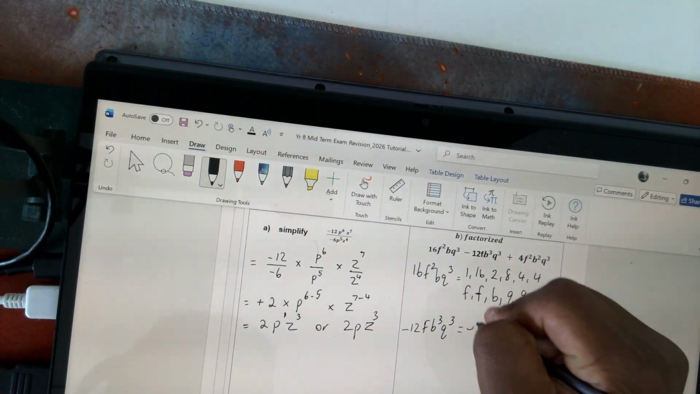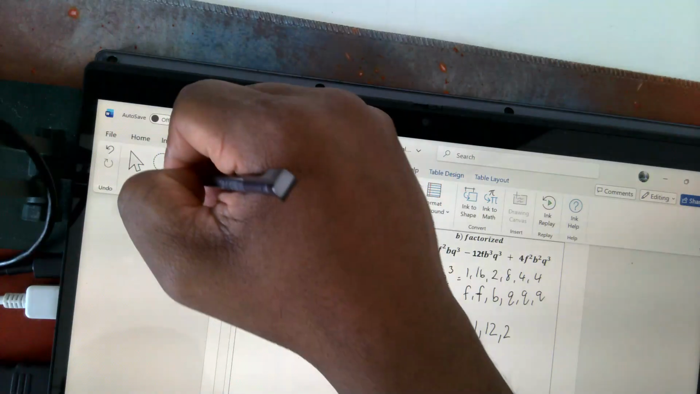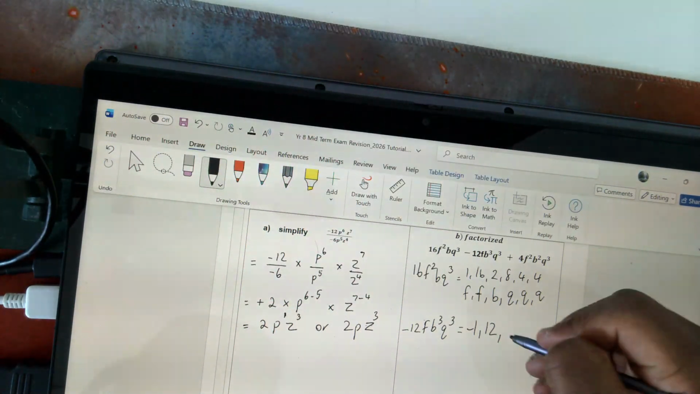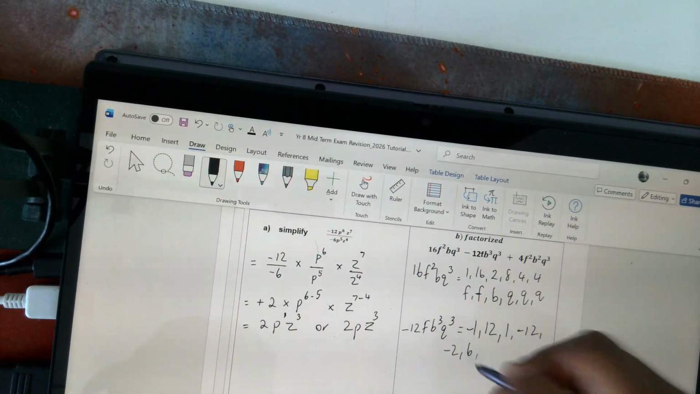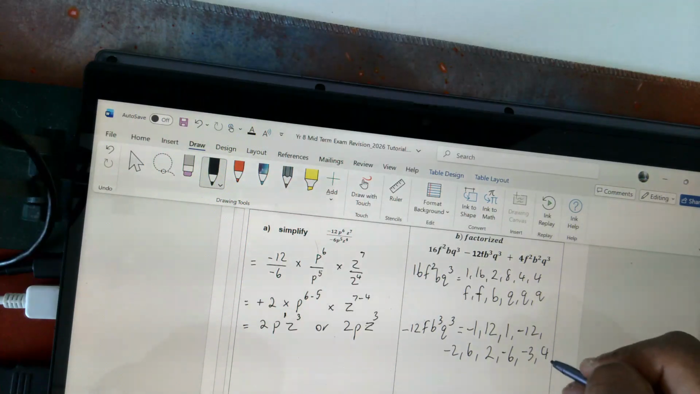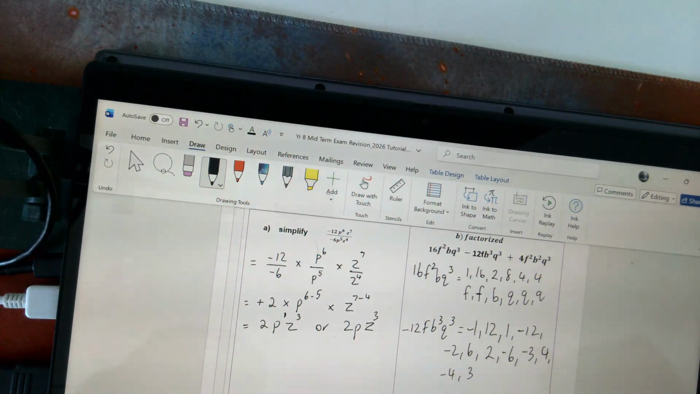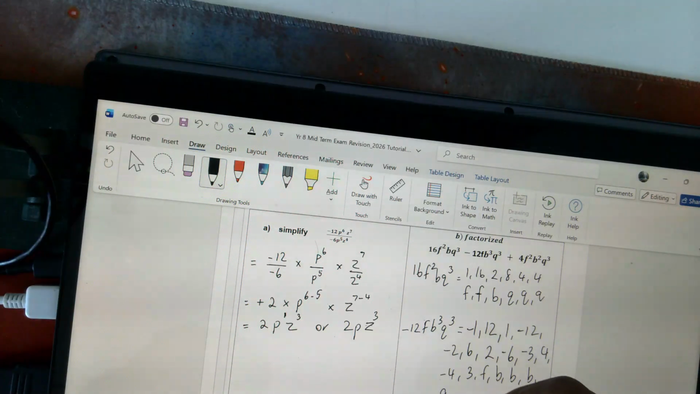So what that means is I can have negative 1 and 12, positive 1 and negative 12, negative 2 and 6, and 2 and negative 6, negative 3 and 4, negative 4 and 3. And then for the variables, I need 1f, b cubed is b times b times b, and then q cubed is q times q times q.